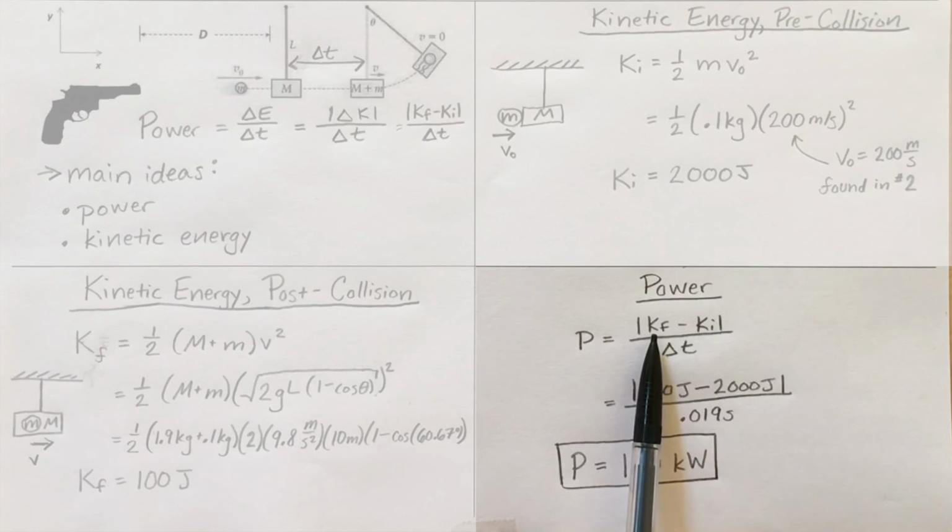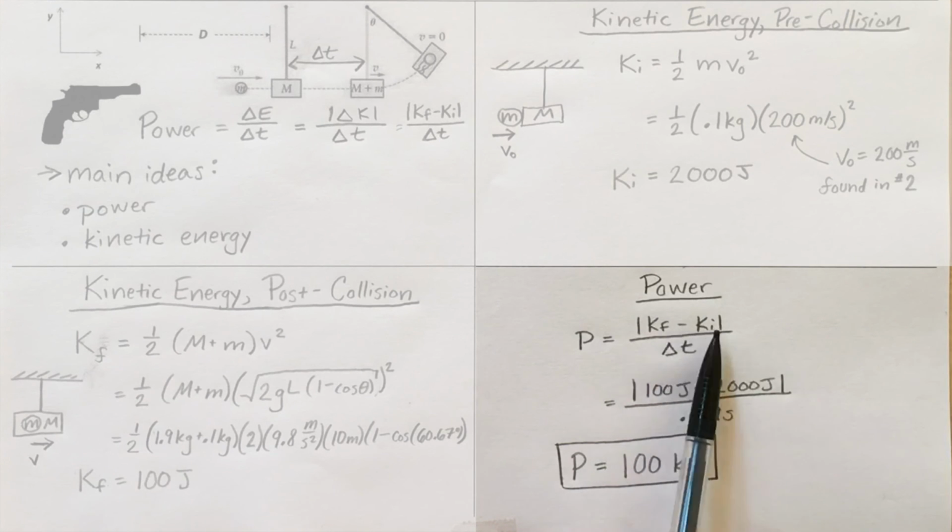All that's left now is to substitute in the values we found for the kinetic energy of the system post-collision and pre-collision, and the change in time between these two states, and evaluate. We do so here and find that the power necessary to embed the pellet was equal to 100 kilowatts.